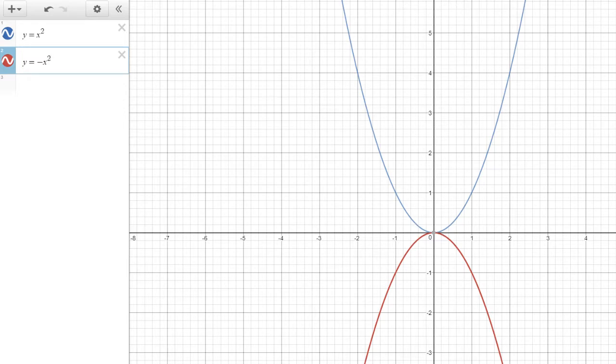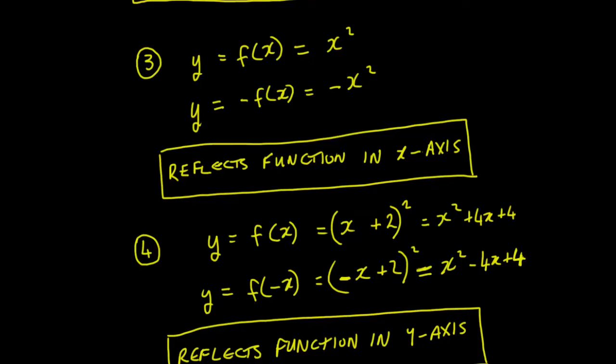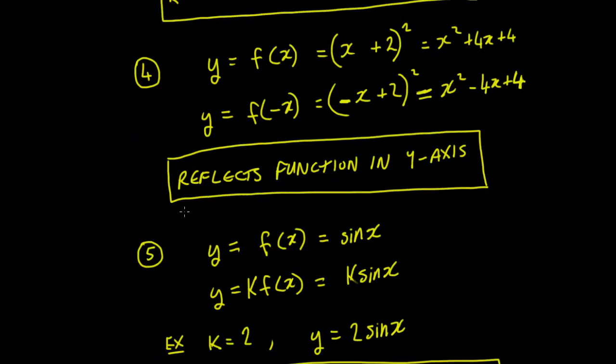So we'll go back to smooth draw and we can have a wee look at the next one. Okay, so I'll put a note in there that whenever we create the function minus f of x, it reflects the function in the x-axis. So on to the next one.